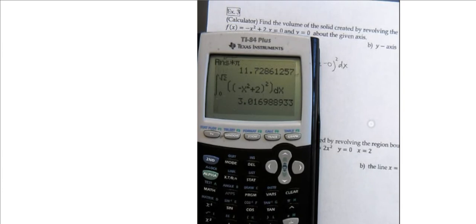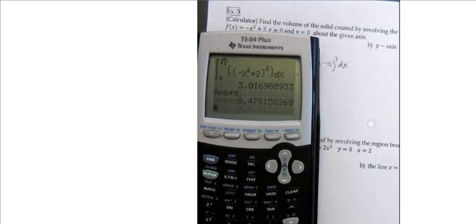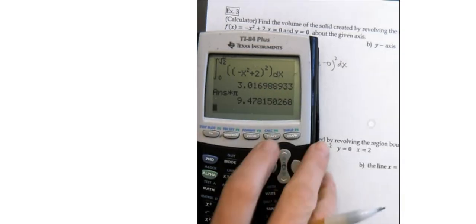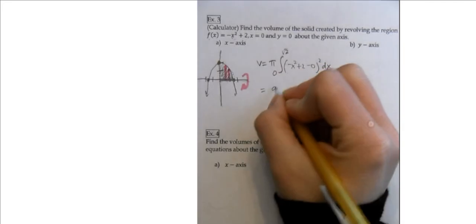And then now let's try that times pi. There we go. Okay, 9.478. So I just typed a 2 by accident, went back and fixed it. So 9.478 would give us our volume here.